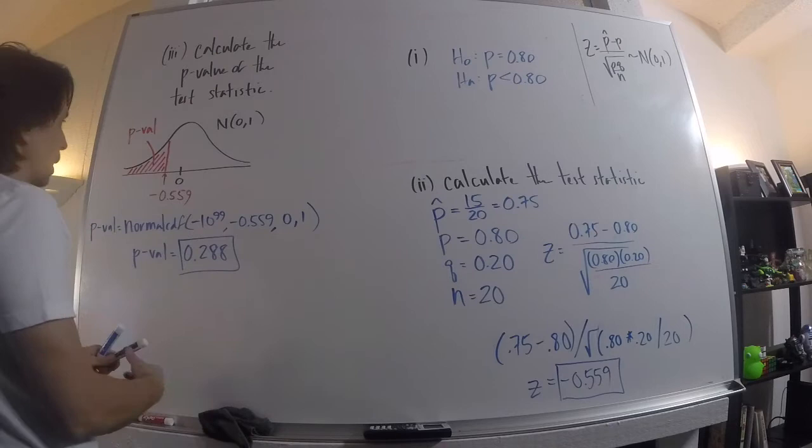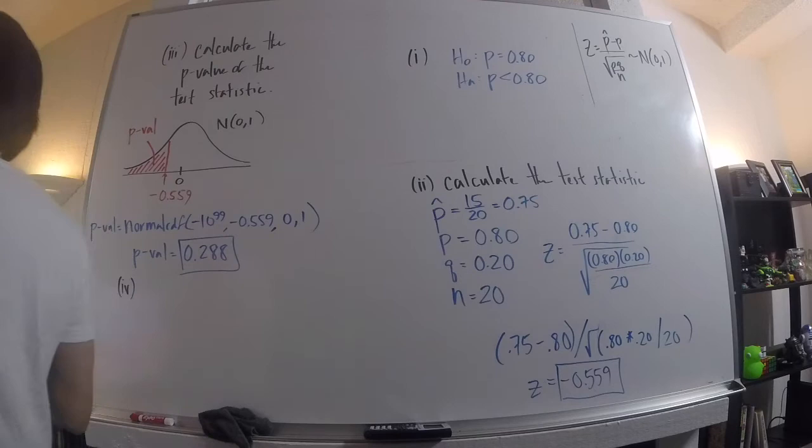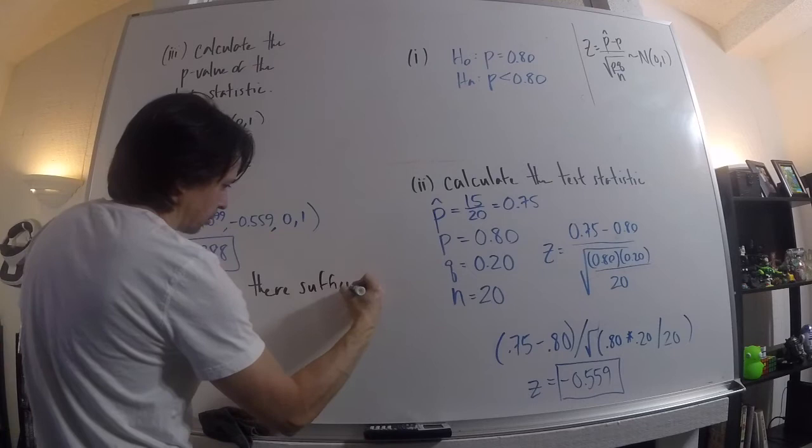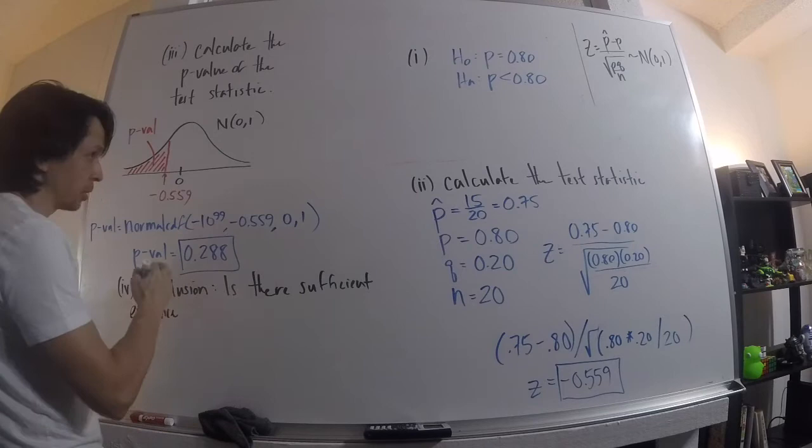Roman numeral 4. Now, this one I got to write out. Well, the step is I'm calling it a conclusion or your decision. And I'll write it out as a question. Is there sufficient evidence? And for that, I need to know what the standard of evidence is, which I have not mentioned. I did not mention the problem, so I'm going to have to give it to you here.